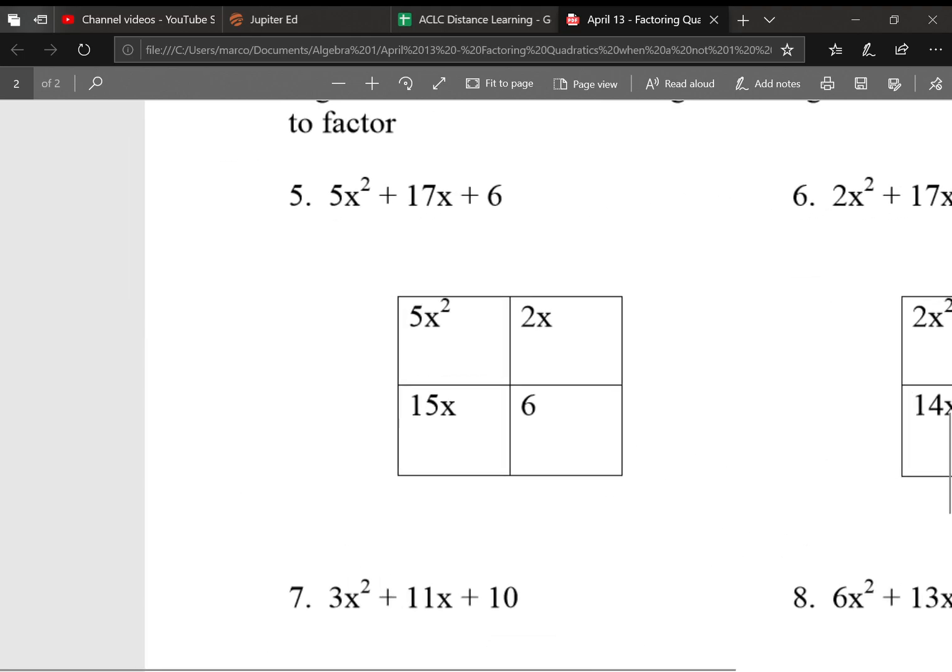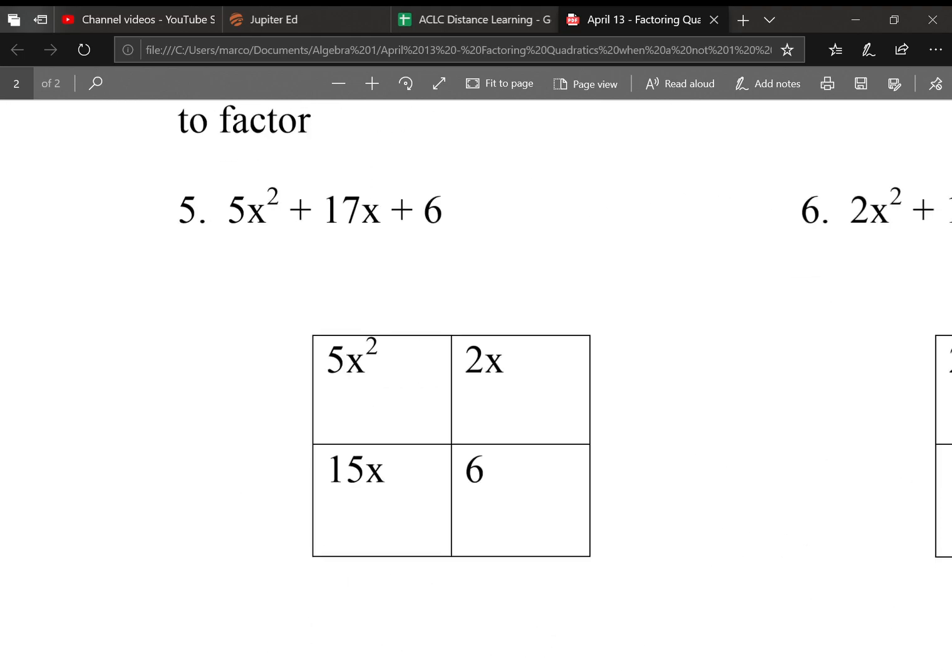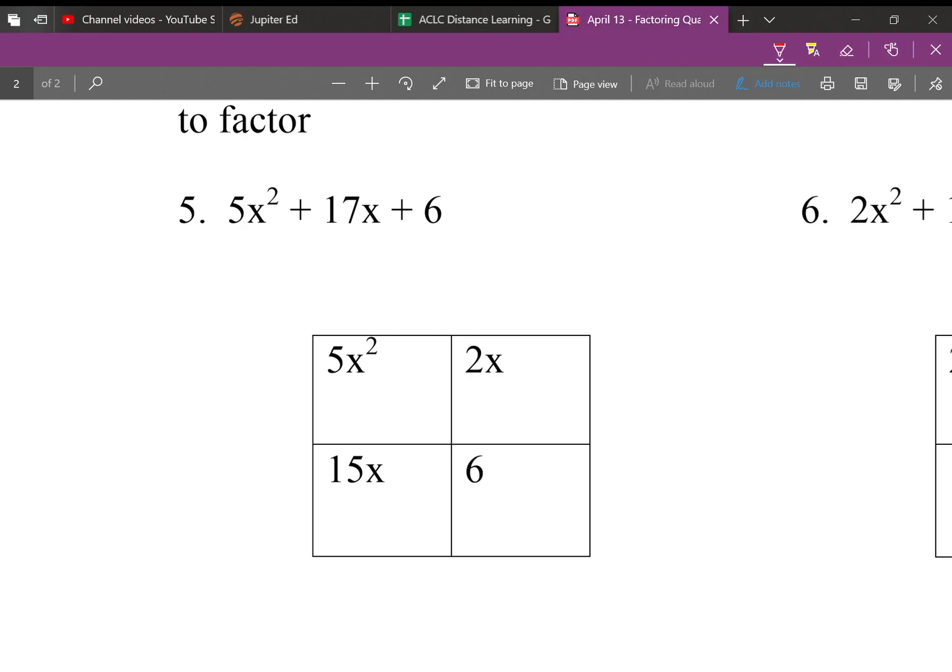I'm going to zoom in on problem 5 and let's just see how we figure out the outsides. Since I have the insides, I need to figure out what outsides multiply to give me what's in each of the boxes. And we're always going to start with the top left where I have 5x squared. There's really only one good way to make 5x squared. It's going to be 5x times x.